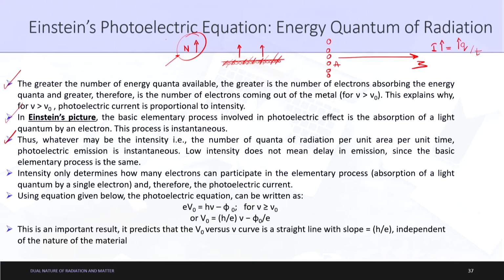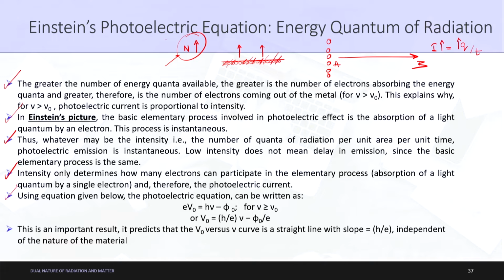Next, intensity only determines how many electrons can participate in the elementary process, the absorption of a light quantum by a single electron, and therefore the photoelectric current. So, basically the photoelectric current depends upon the intensity. Only that thing has been explained here.